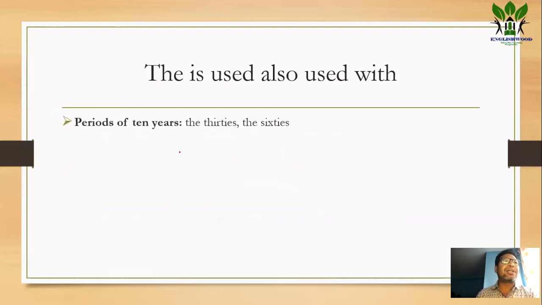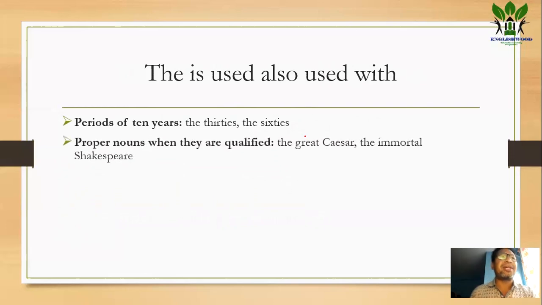Also use "the" with periods of ten years: the 30s, the 60s, the 20s, the 70s. Proper nouns when they are qualified: the great Caesar, the immortal Shakespeare. Generally we don't use articles before proper nouns like Ram, Sam, Sita. We never say "the Ram" or "the Sita", but when you want to qualify them, then we use articles: the great Shakespeare, the immortal Shakespeare.